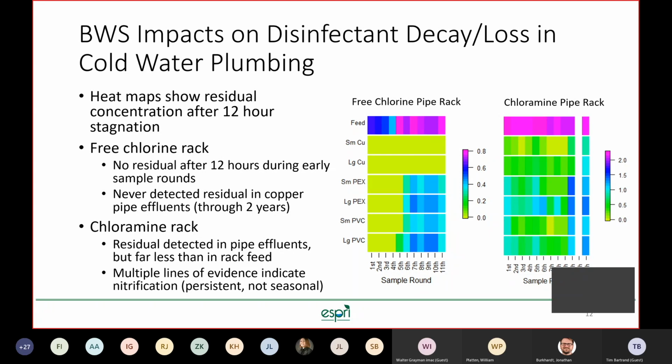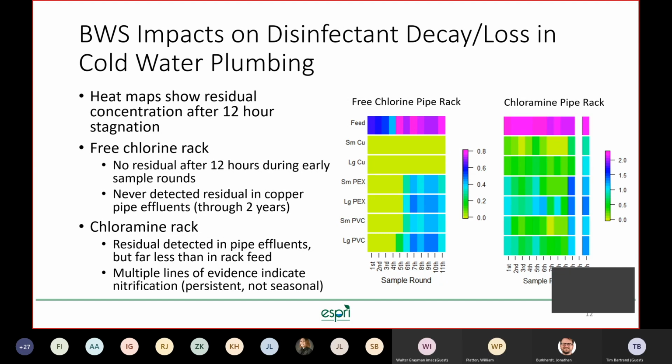The sample round, or time, is on the x-axis, and each of the rows corresponds to one of the combinations of pipe type and diameter. The very top row shows the feed concentration for the pipe rack, and we collected the feed concentration after flushing the line ahead of the pipe rack feed for, I don't remember how long, but long enough that we thought we were pretty close to the water in the main that was supplying the building.